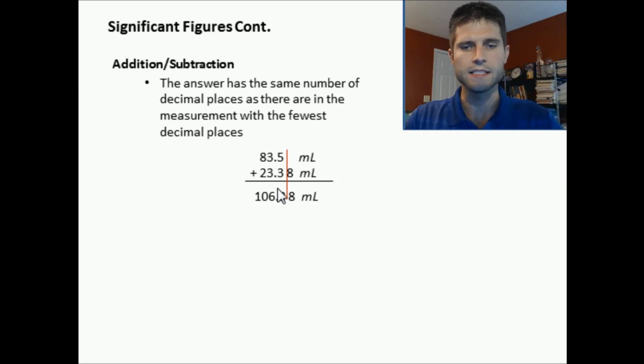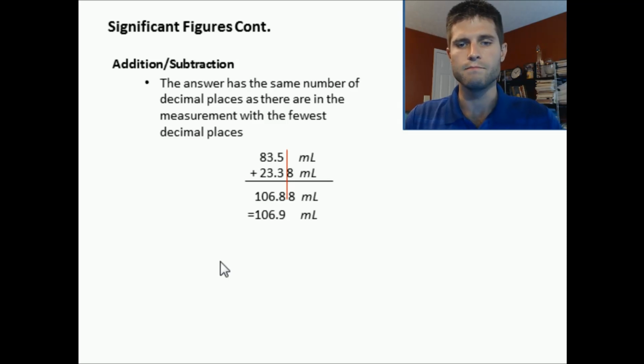In this case, this 8 over here is not significant because we can only keep one decimal point. So we have to do something to this. On the next slide, I'm going to tell you about the rounding rules, but for right now, we'll follow traditional rounding rules, and we're going to round this 8 up to a 9. And we're going to get 106.9 milliliters.